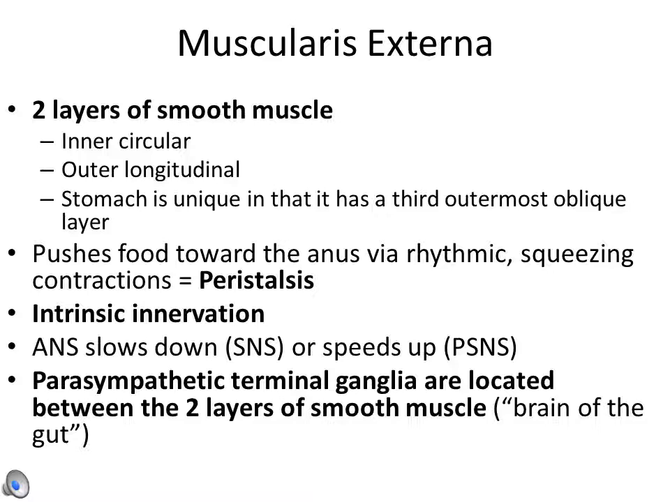The muscularis externa has an intrinsic innervation, which is also known as the enteric nervous system. The muscularis externa also receives innervation from the autonomic nervous system. The sympathetic nervous system slows down the contraction of the smooth muscle, whereas the parasympathetic nervous system speeds up the contraction of the smooth muscle. The parasympathetic terminal ganglia are located between the two layers of smooth muscle in the muscularis externa. This is considered the brain of the gut.